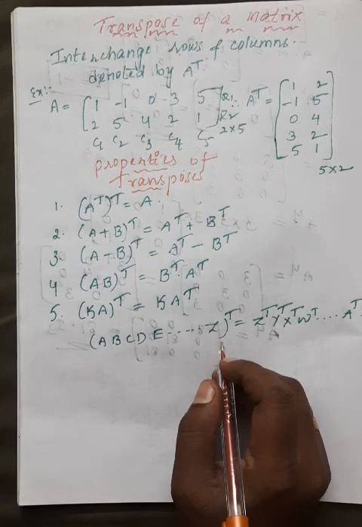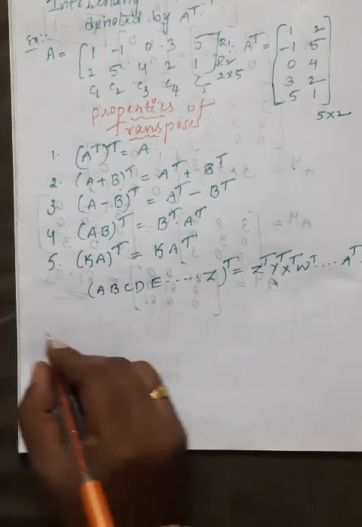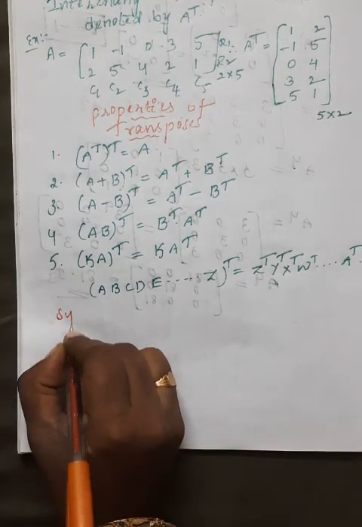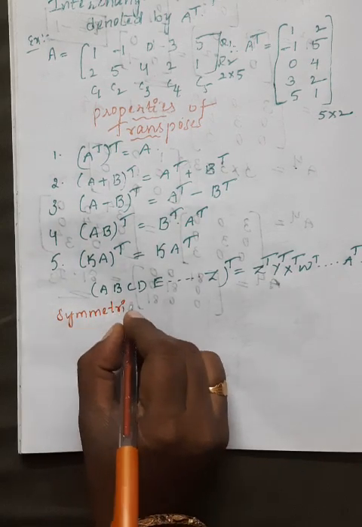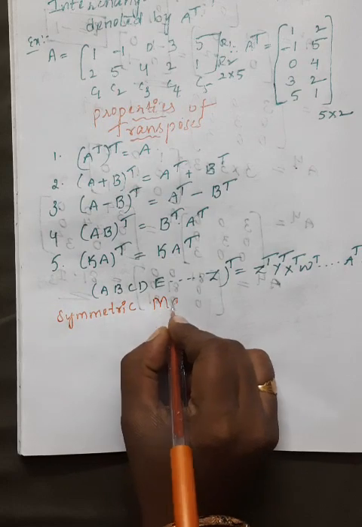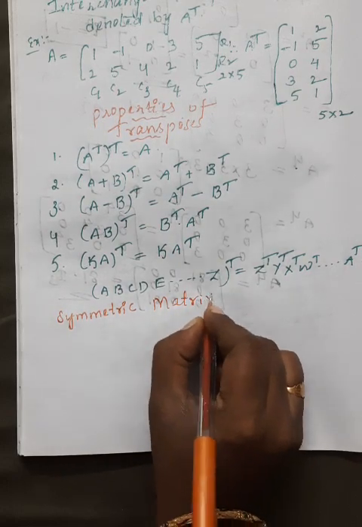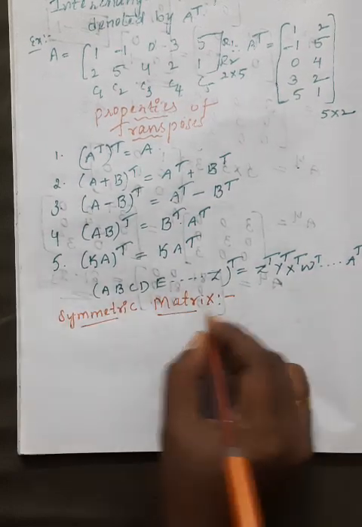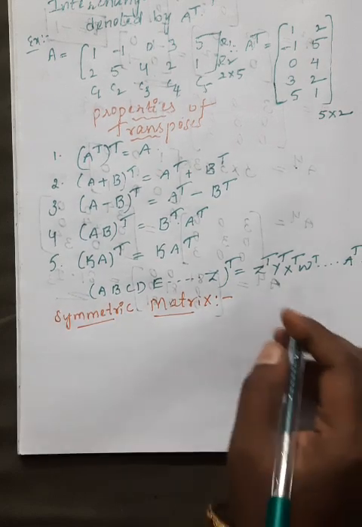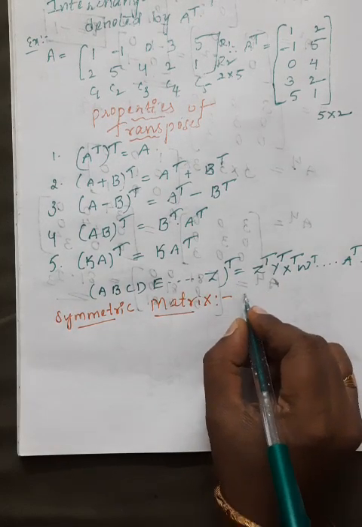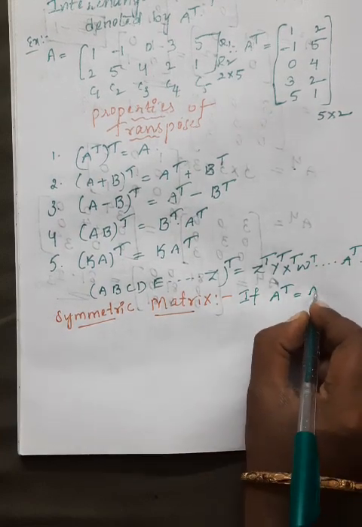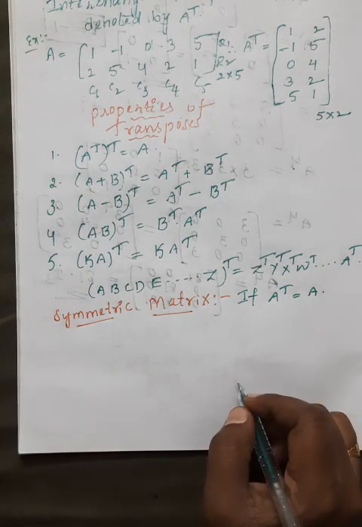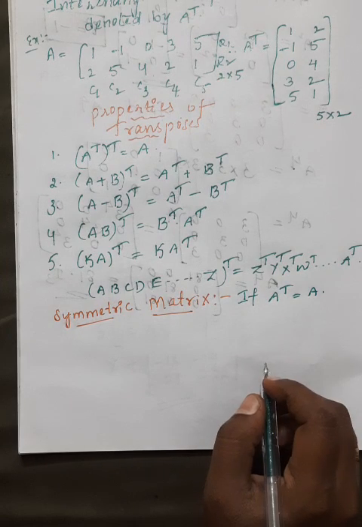Symmetric and skew symmetric matrices. Symmetric matrix: a matrix A is said to be a symmetric matrix if it satisfies one condition. If A transpose is equal to A, then we should call that matrix a symmetric matrix.